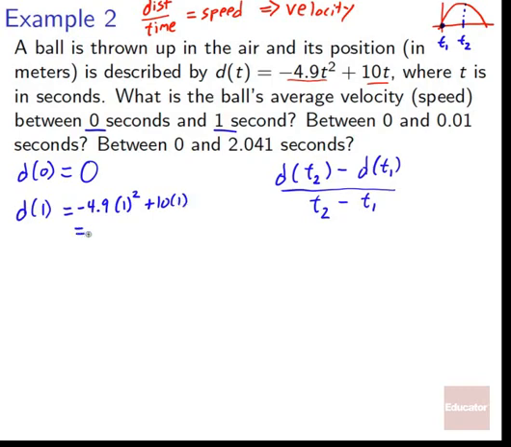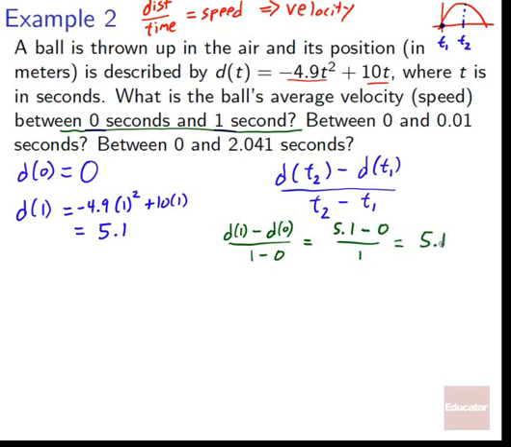So we get 5.1. If we want to figure out its average velocity between 0 seconds and 1 second, then we've got d of 1 minus d of 0 over 1 minus 0 equals 5.1 minus 0 over 1, which equals 5.1. What are our units? Well, we had distance in meters, time in seconds. So meters divided by seconds, we get meters per second. That makes sense as a thing to measure velocity and speed in.